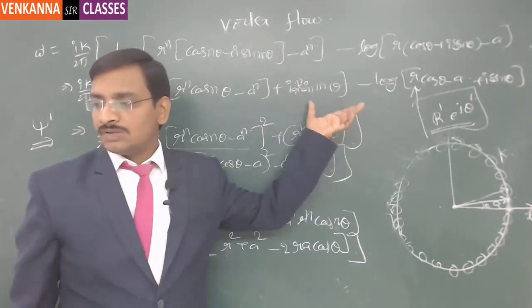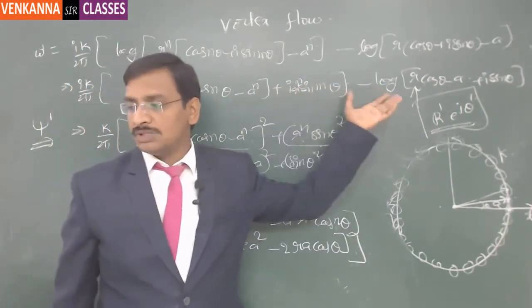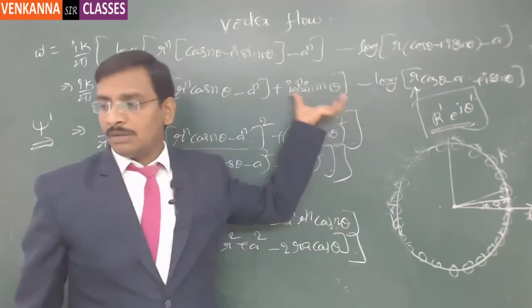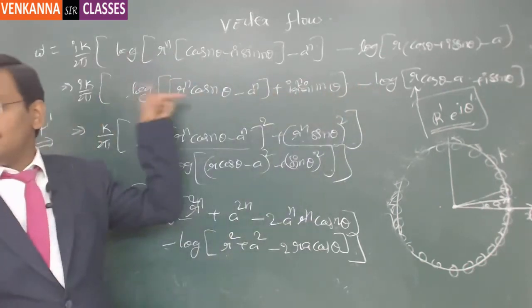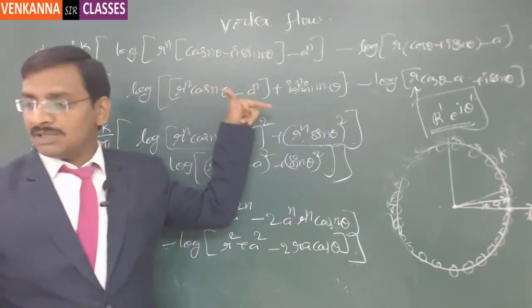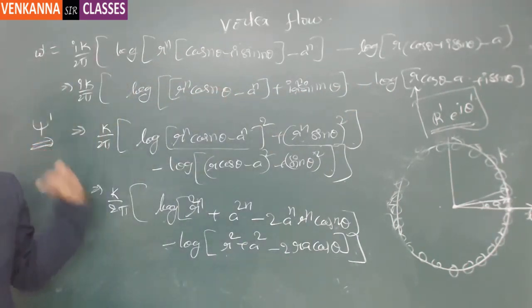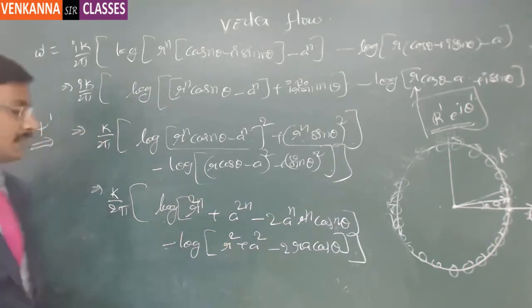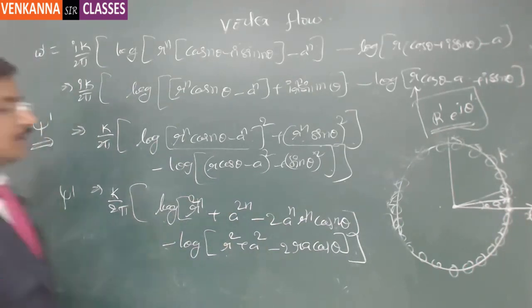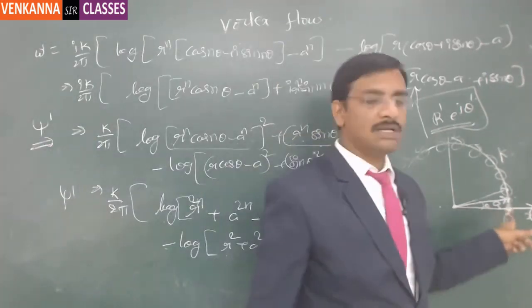From that, I have separated the real part of this, which is nothing but the magnitude part. That magnitude, if you multiply with i, it will become the imaginary part. That imaginary part is the stream function for us, the stream function that we have derived now. So this is the stream function equation, psi dash, at the point of this one. So this is where we have derived it.